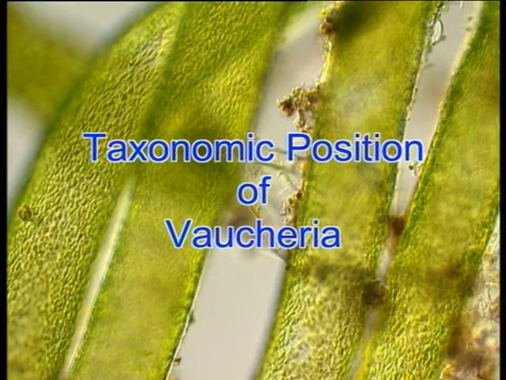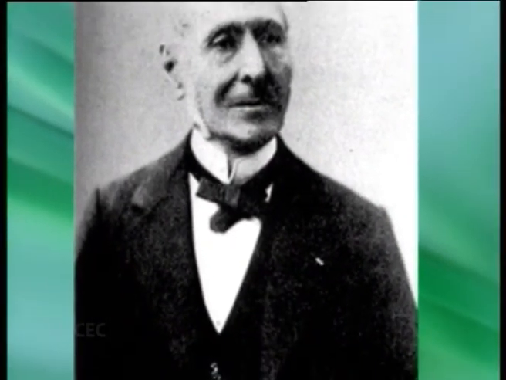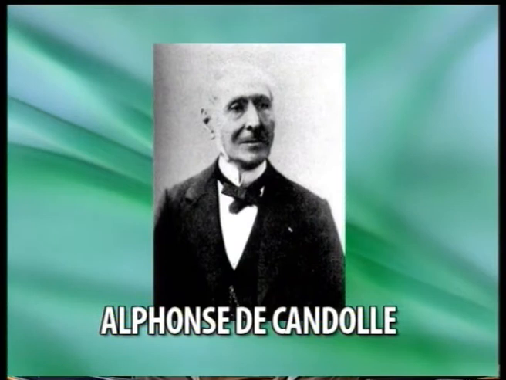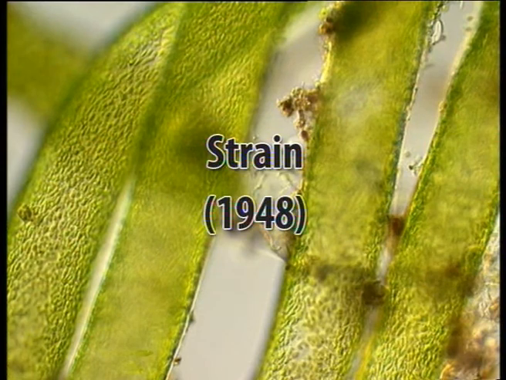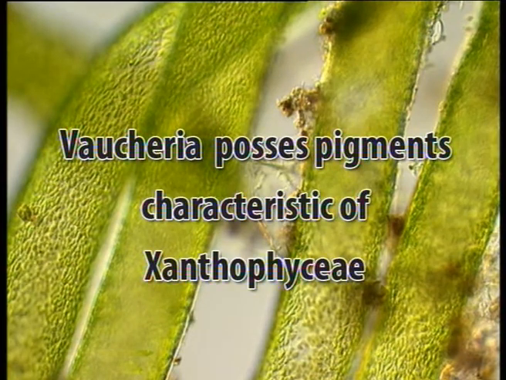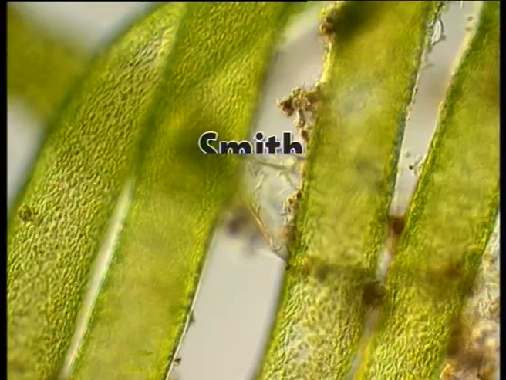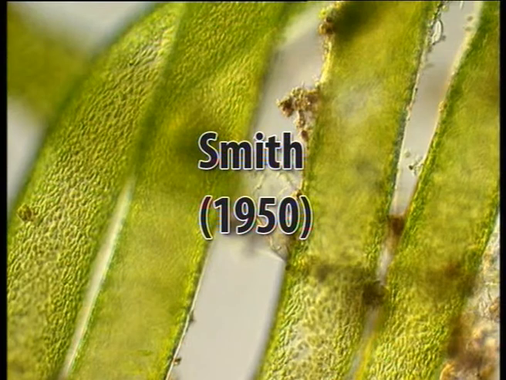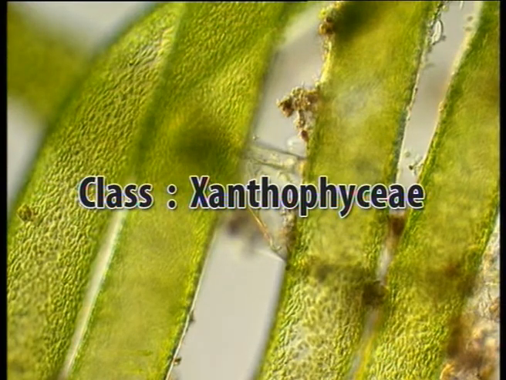Now we have the taxonomic position of Vaucheria. The name Vaucheria was first given by De Candolle in 1805. Strain, 1948, made a critical study of the pigment of a few species of Vaucheria and came to the conclusion that they possess pigments characteristic of Xanthophyceae. On the basis of pigment constitution of Vaucheria, Smith, 1950, transferred this genus to class Xanthophyceae.